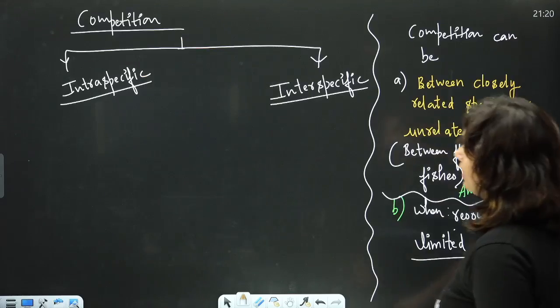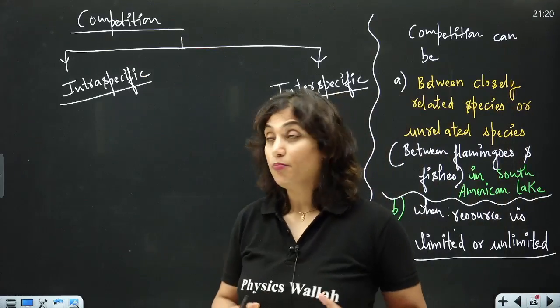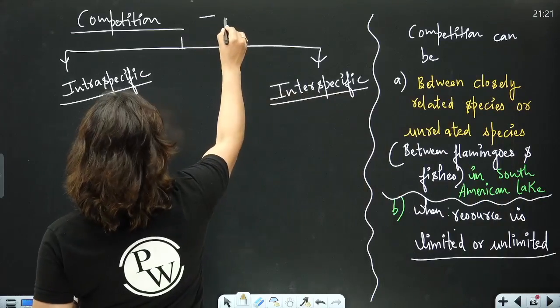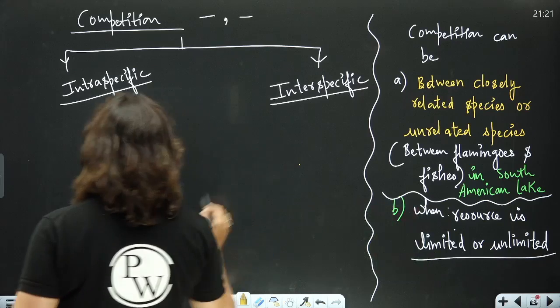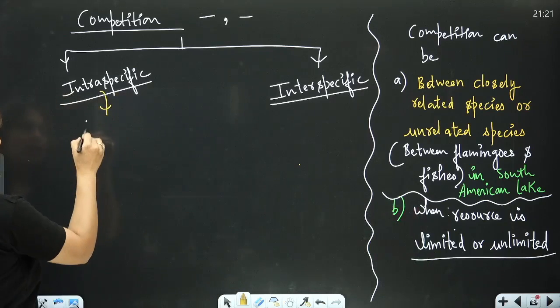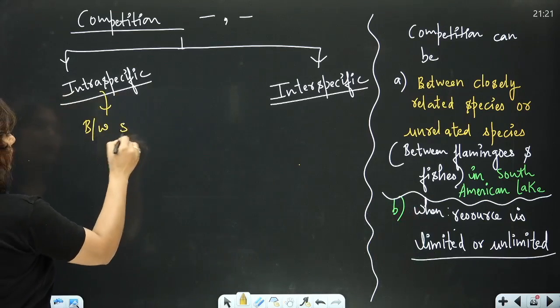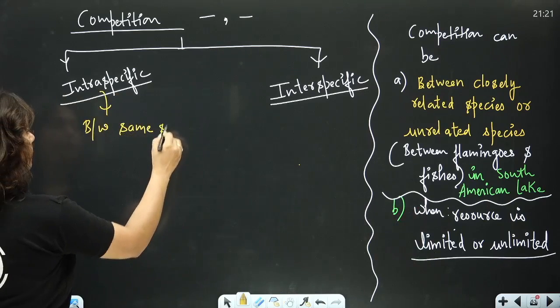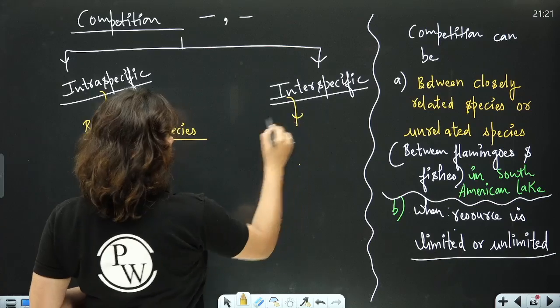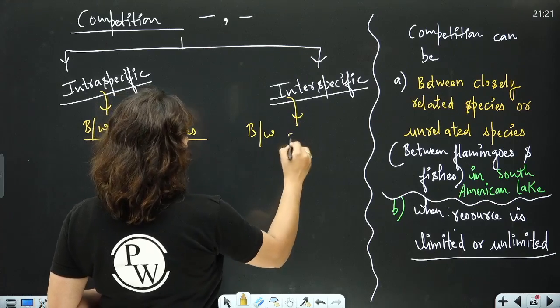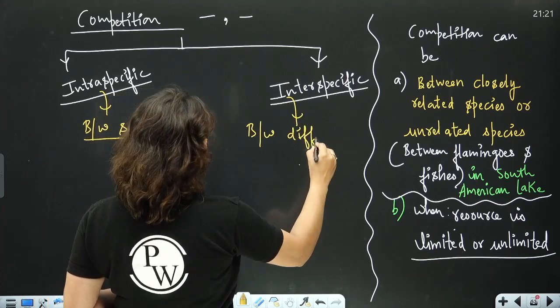Then comes competition. Competition is a minus interaction where both organisms get harmed. Competition can be intraspecific, between the same species, and it can be interspecific, that is between different species.